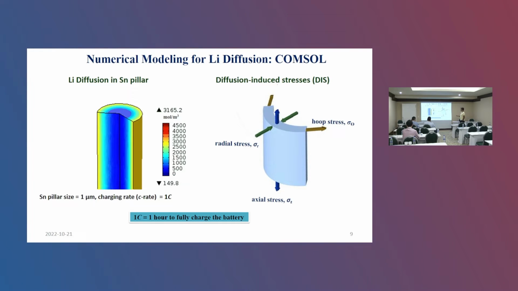If you imagine this is a micropillar, in the micropillar you will have radial stress along the radius, hoop stress along the circumference, and axial stress. These stresses are important when you look at the lithiation process or when you are concerned about the mechanical stability of your electrode.